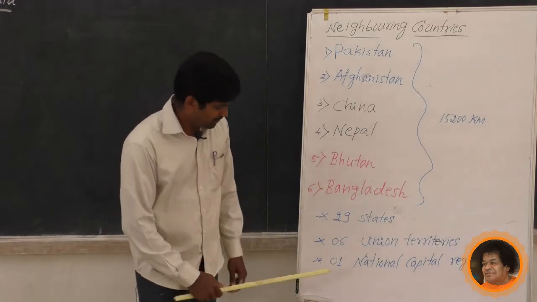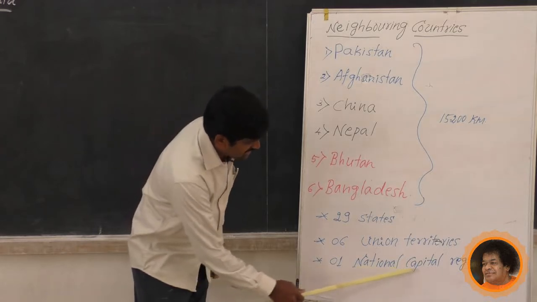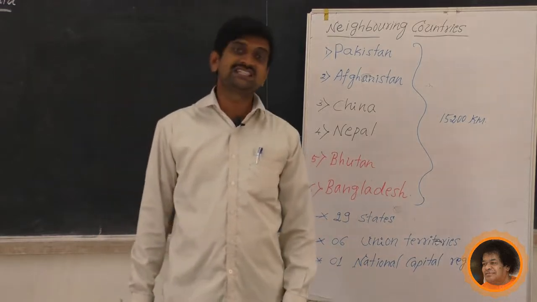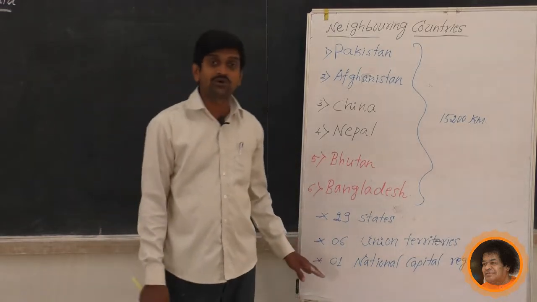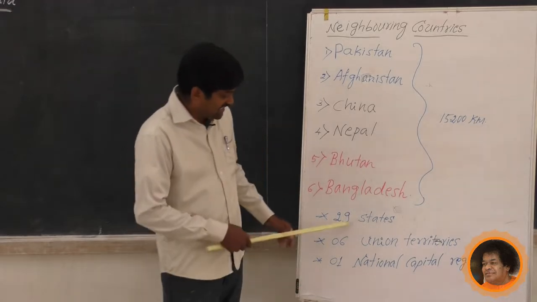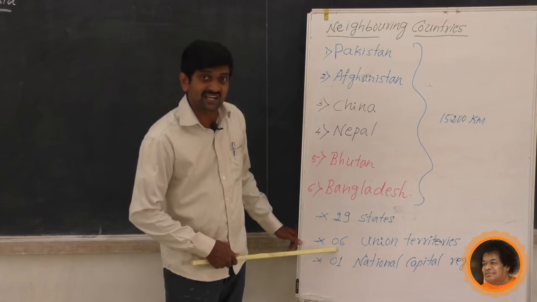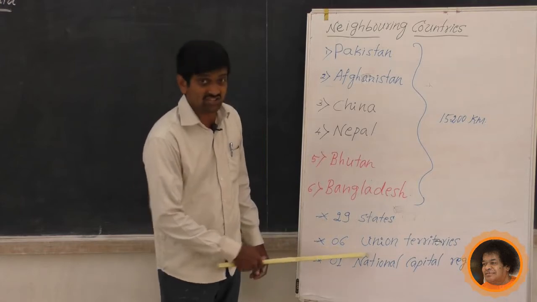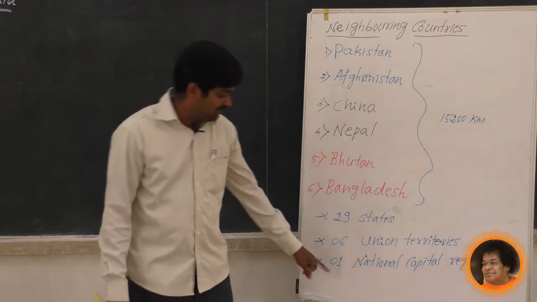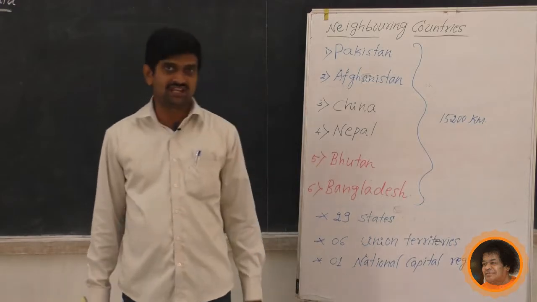Next we have one national capital region, that is Delhi. Delhi you have to take separately. You can't add Delhi in this list of 29 states, or in the 6 or 8 union territories. It is separate, that is the national capital region, Delhi.